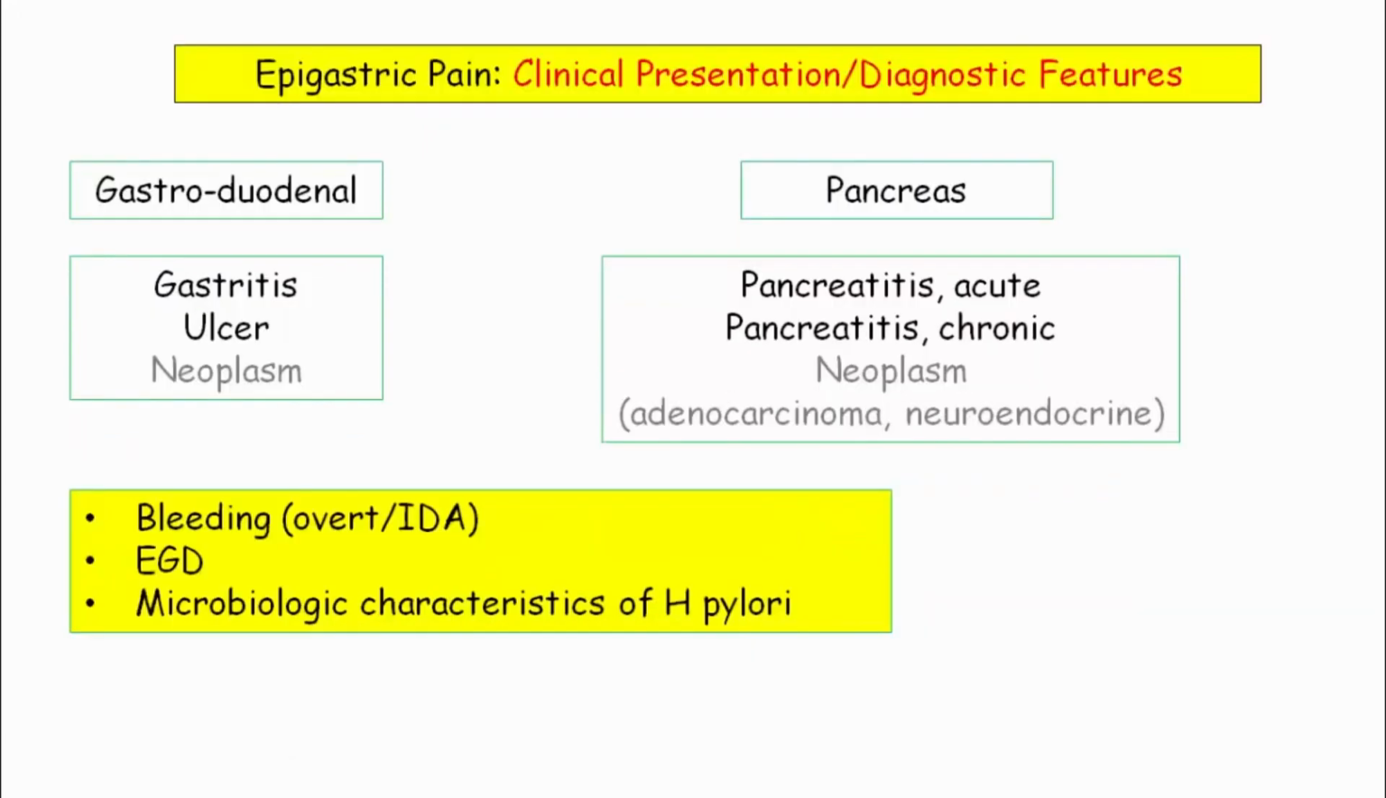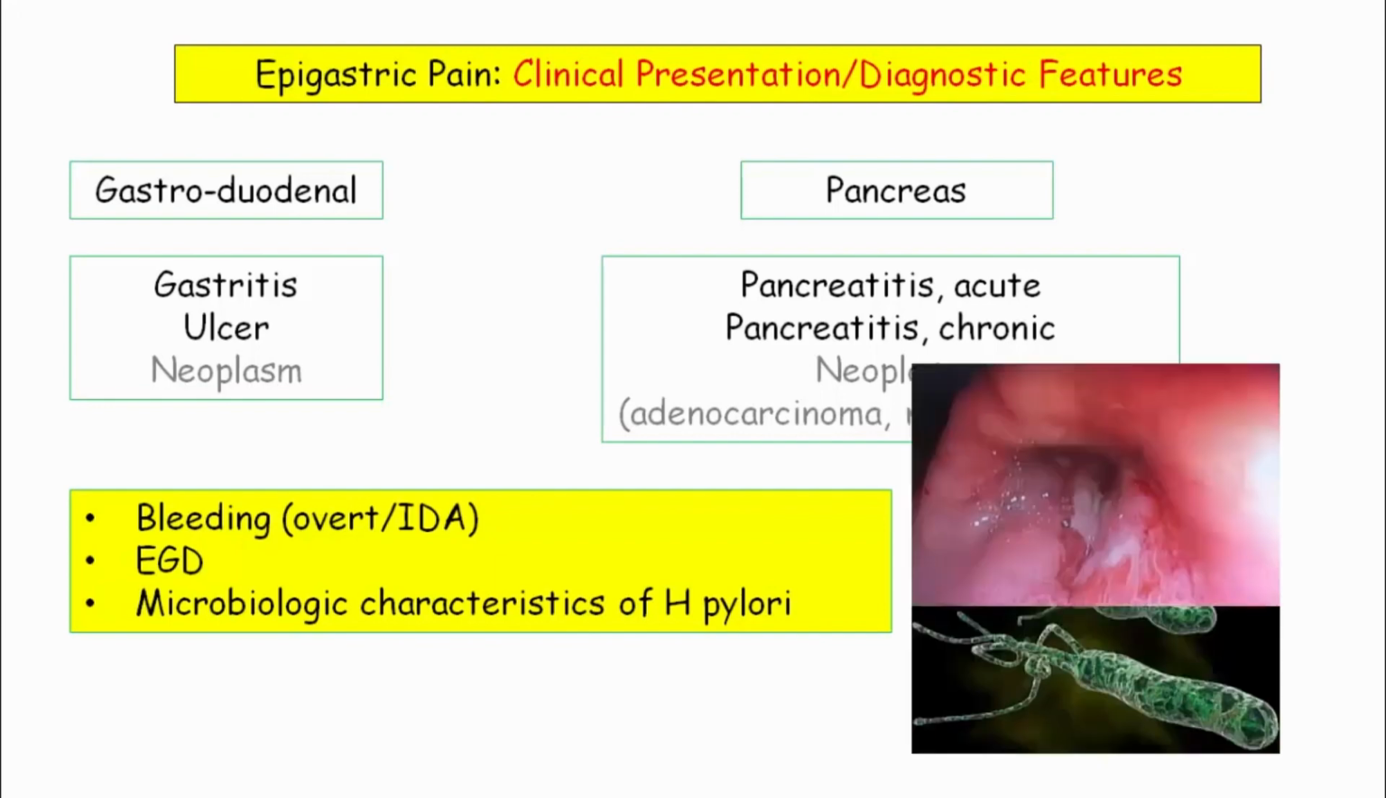I am again including gastroduodenal disease given their relation to epigastric pain, but once again you will note features that are completely distinct from the pancreatic disorders. The patient with peptic ulcer disease may present with acute upper GI bleeding, or iron deficiency anemia if the blood loss is chronic. Diagnostic testing will include endoscopy or some mention of the microbiologic characteristics of H. pylori. In other words, all signs and symptoms point away from a pancreatic disorder.